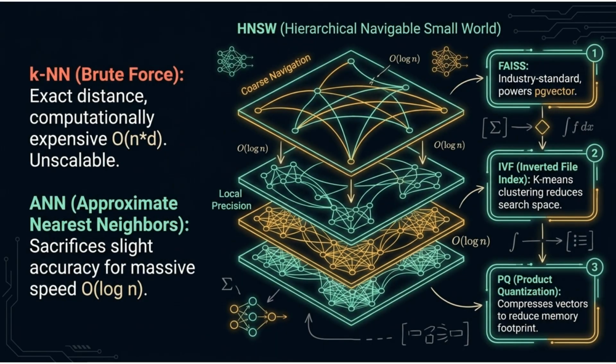KNN is computationally expensive brute force. ANN, or approximate nearest neighbors, sacrifices slight accuracy for massive speed. HNSW, or hierarchical navigable small world, uses multiple layers for coarse navigation and local precision to find nearest neighbors efficiently.